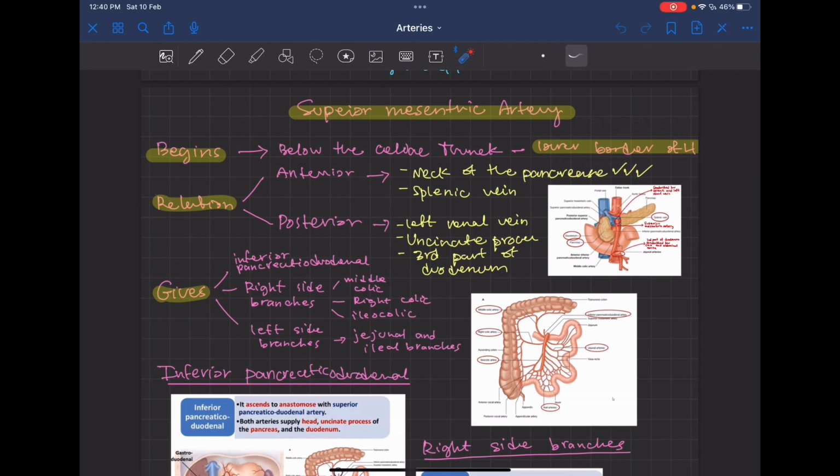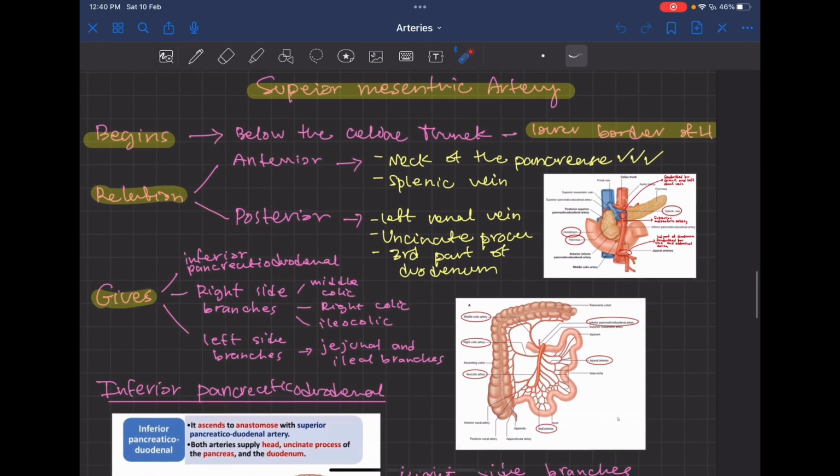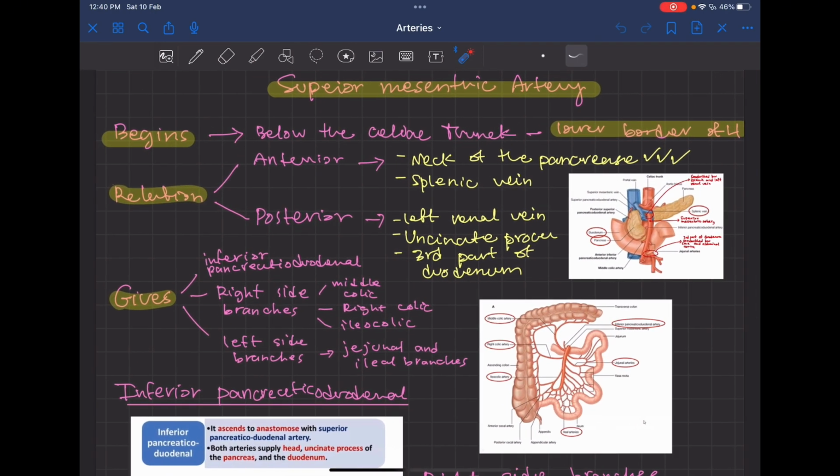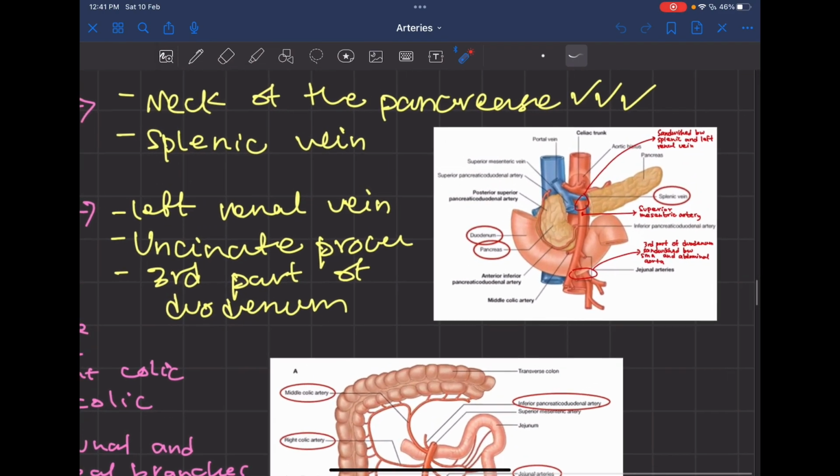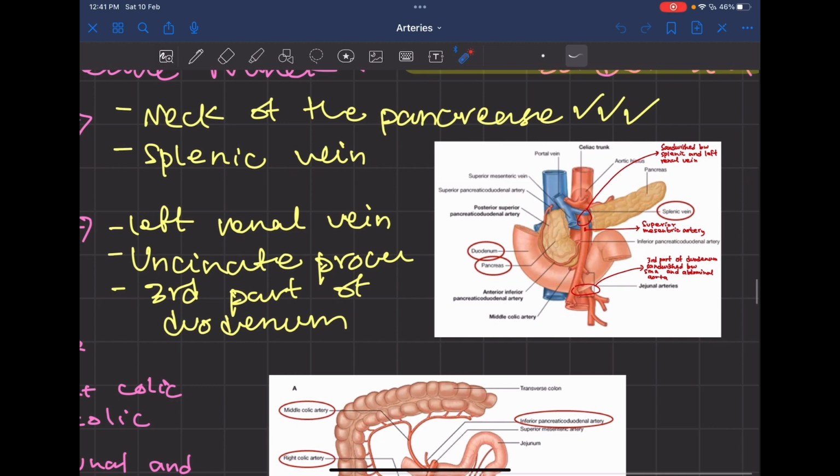And we need to remember some important relations for the superior mesenteric artery. We need to remember some anterior relations and some posterior relations to this artery. Now, for the anterior relations, this picture shows the relationship to this artery in a very clear way. As you can see here, I've removed the neck of the pancreas, so it means that behind the neck of the pancreas, the artery was visible. So an anterior relation is the neck of the pancreas.